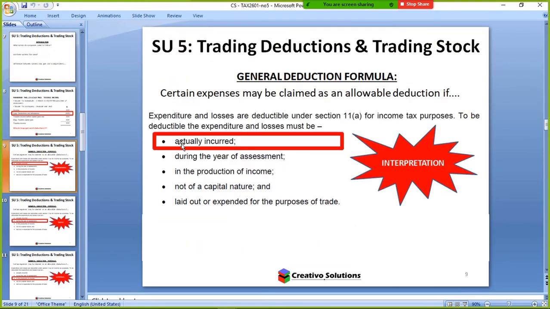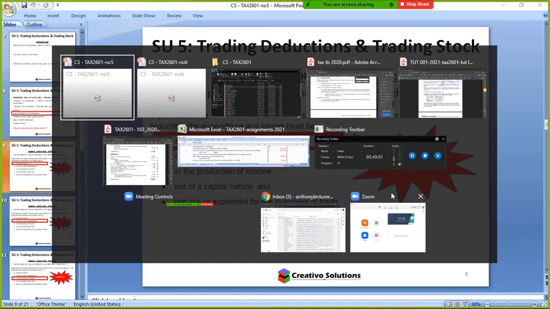Okay. Actually incurred? Yes. During the year of assessment? Yes. Is it in the production of income? Ooh, that's questionable. Because this is interest on overdraft but for dividends. Do you agree? Yes. Okay, not of a capital nature. Well, this is interest on an overdraft, but the overdraft was used for dividends. Expense for the purpose of a trade. That one you could probably say yes, but again, it's questionable because it's not really trade. It's related to paying out a dividend. That's the problem with this. All right, so we need to check.